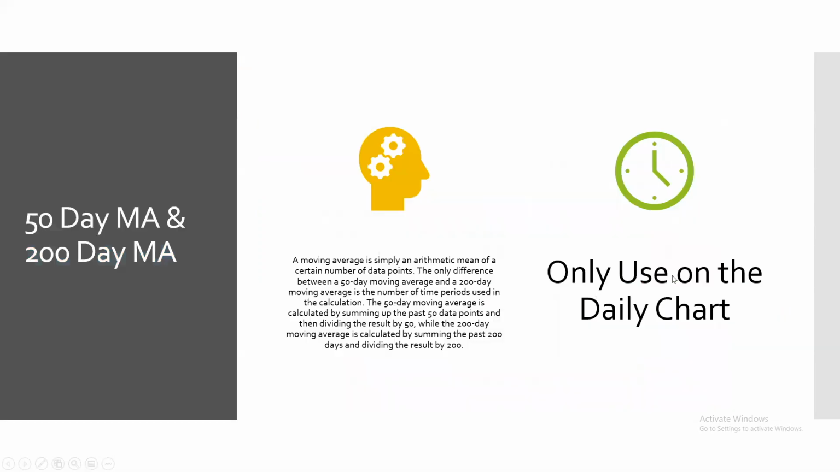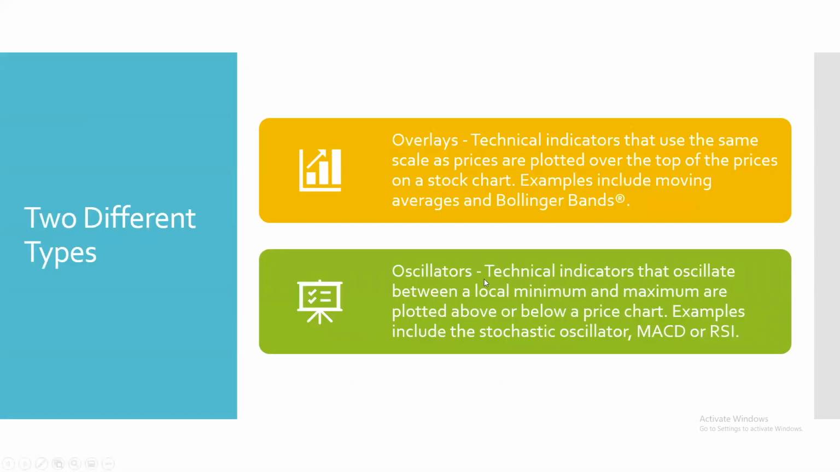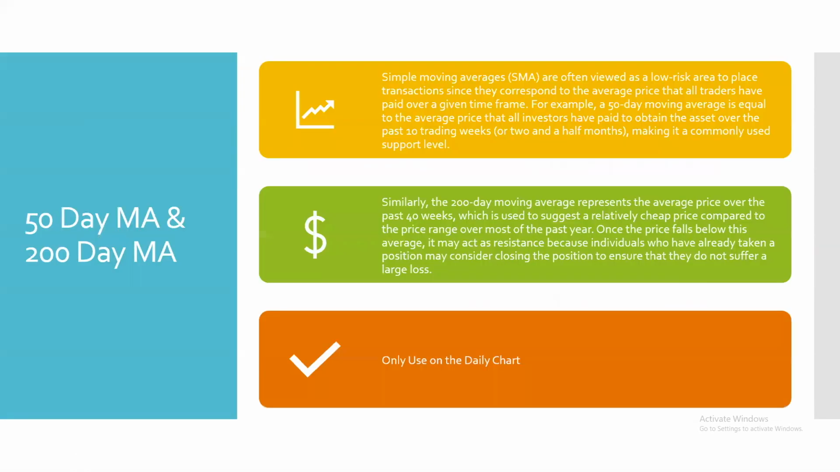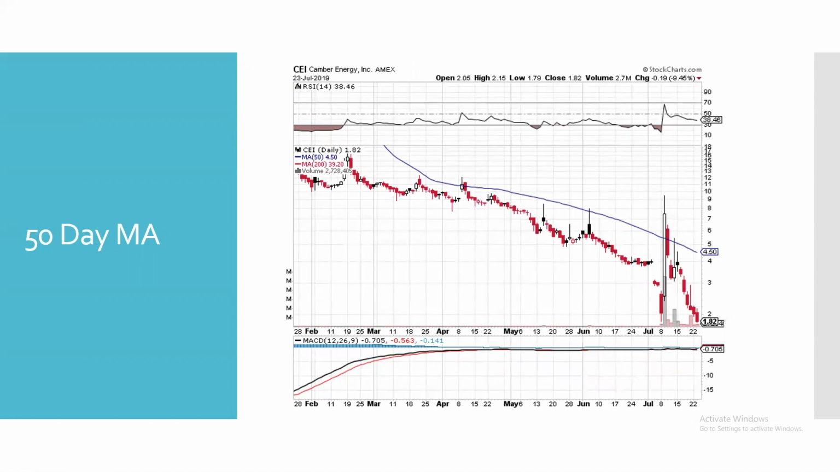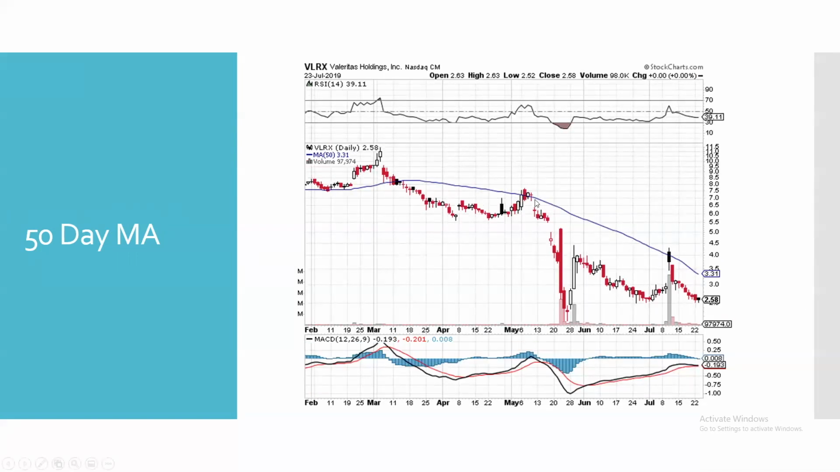So what are other ones that we're looking at? Oscillators. Now, oscillators are technical indicators that oscillate between a local minimum and maximum, and are plotted above or below a price chart. So they're not even on this chart. They're above or below, and these include the MACD or the RSI. So if we look really quickly at this chart right here, where's the RSI? Where's the MACD? Well, it's not right here. The RSI is actually these squiggly lines above the chart. And where's the MACD? The MACD is actually below, these squiggly lines down here.